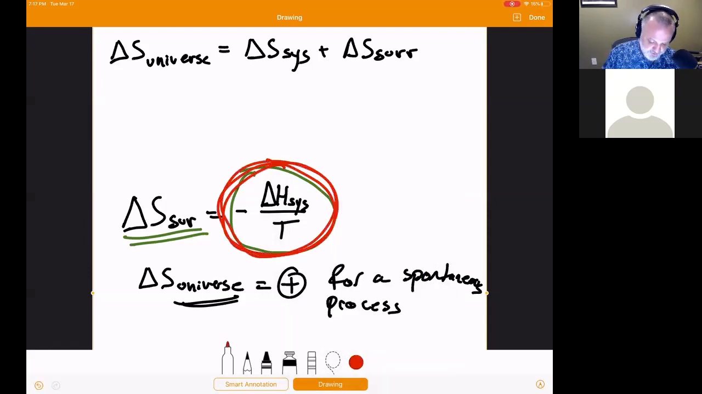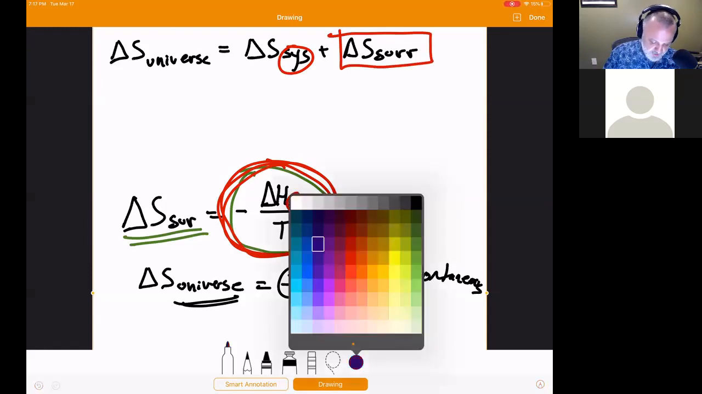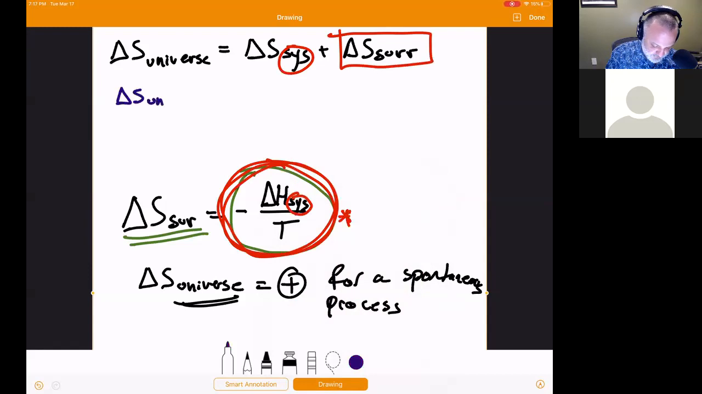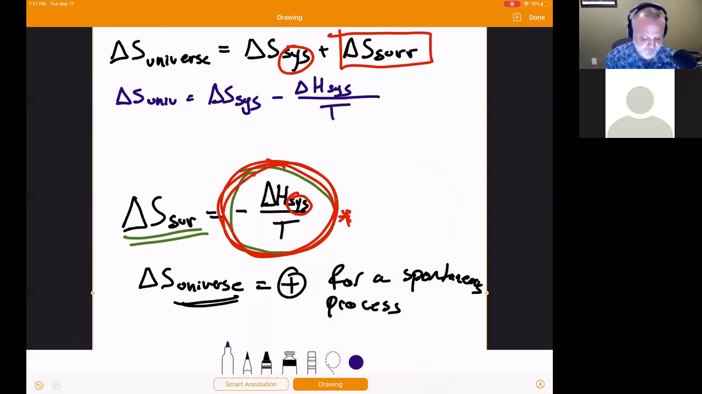And so we've already told you that the change in entropy of the surroundings is equal to a term that has to do with the enthalpy of the system. And so now we have a way to discuss the change in entropy of the universe in terms of things that only involve the system, because I can replace this term with this term. And so that's what I'm going to do. I'm going to say delta S of the universe equals delta S of the system minus delta H of the system. Now all I have in here is the system divided by T.